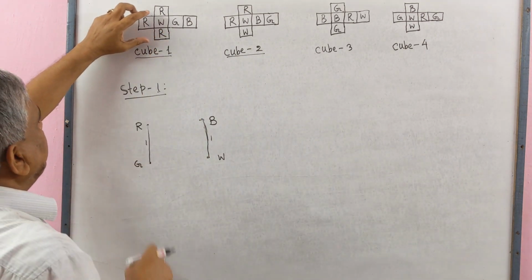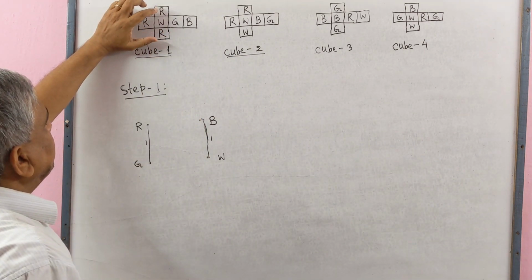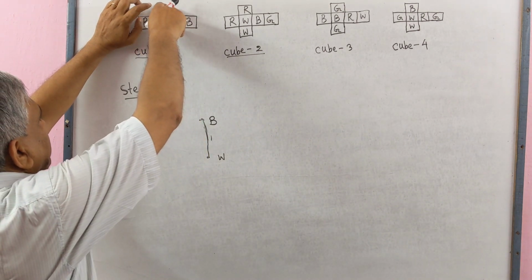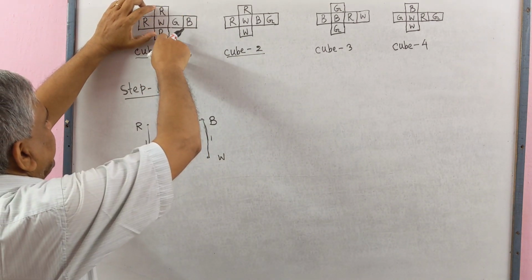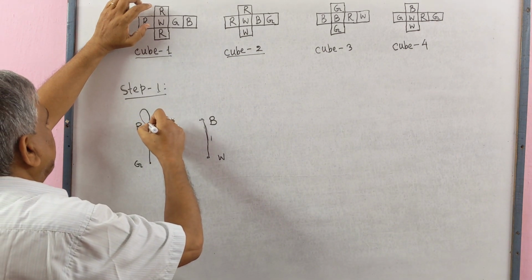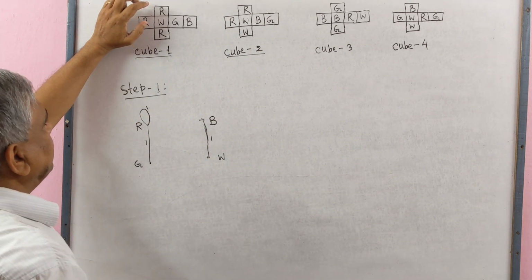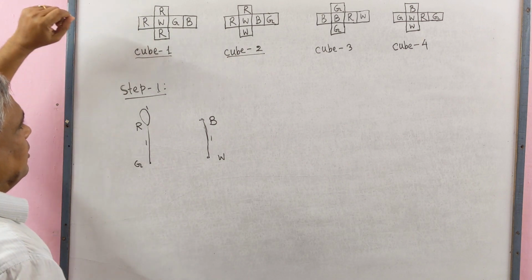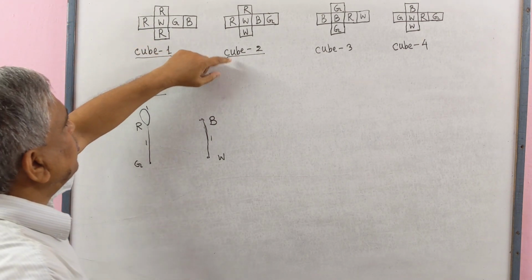Now we draw the edge for the top face and bottom face, RR. This is a self loop. This is also 1. Now we will draw the graph for cube 2.